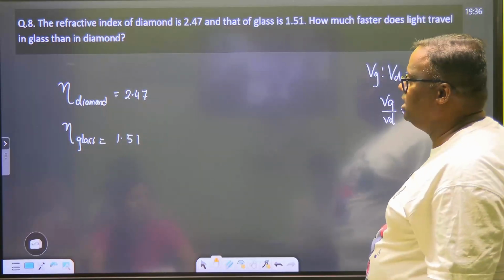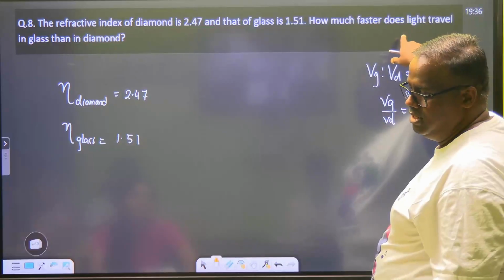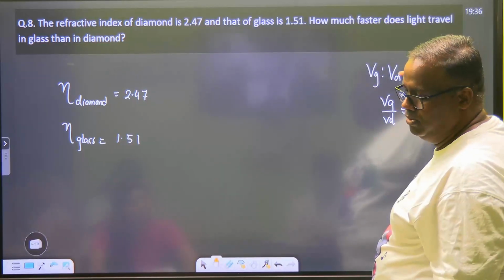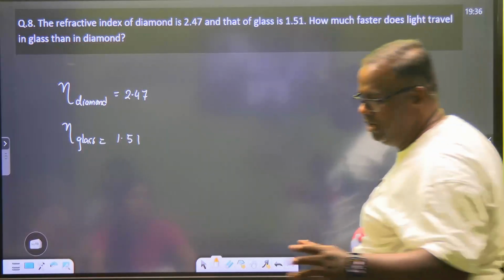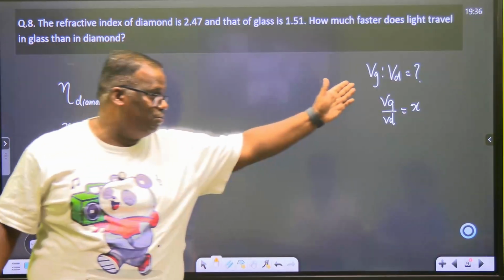No, not subtraction. We will not do. This is a ratio. How much faster? How faster means what? How many times faster are you? Subtraction also you can do if you know the absolute value. So let's see. The absolute value we will never know. Nobody has told us the value of speed of light here.